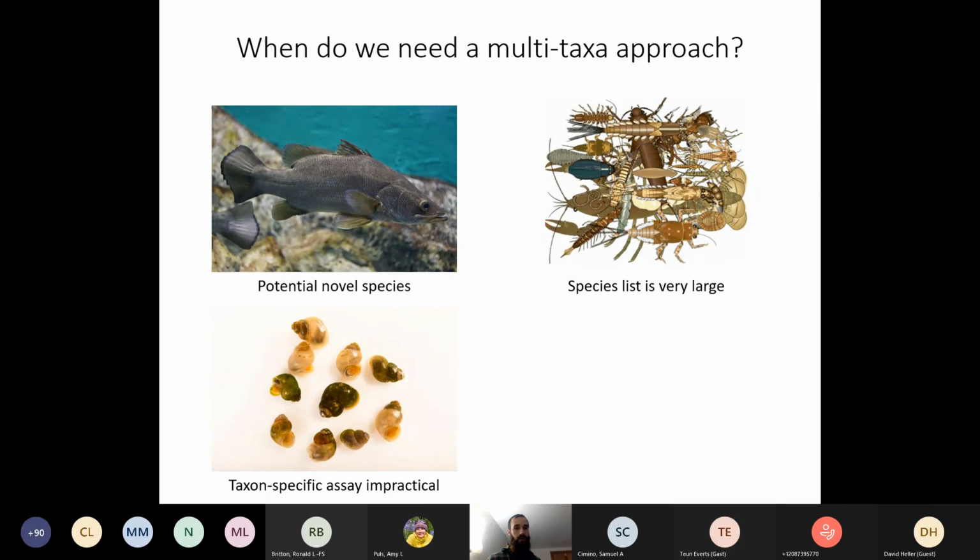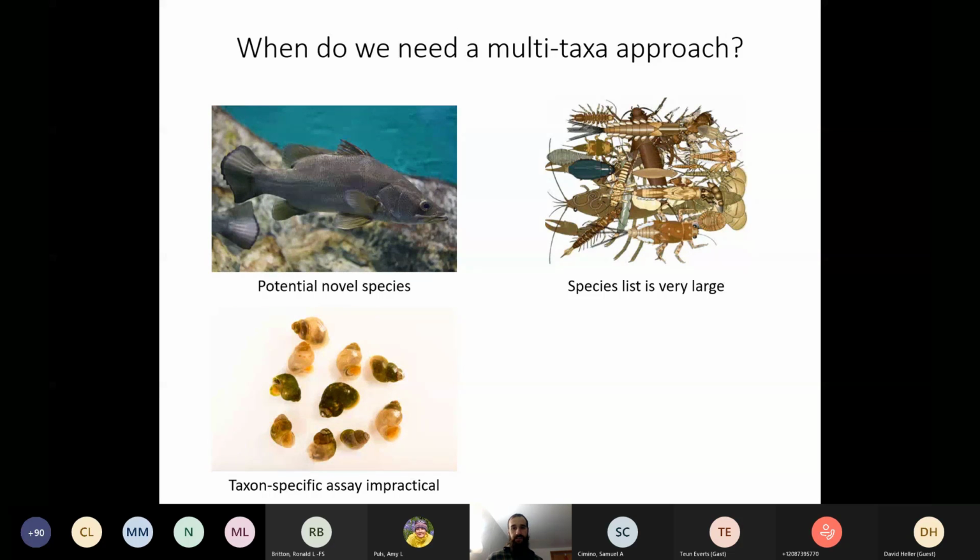But if your question is more broad, something like, are there invasive fishes in this system? You have this kind of undefined species list. You're interested in many different species. You couldn't put your finger on one specific species that you're looking for. And in that case, you really need a multi-taxa approach that is going to look across fishes rather than look for individual species that you have on your focal list.